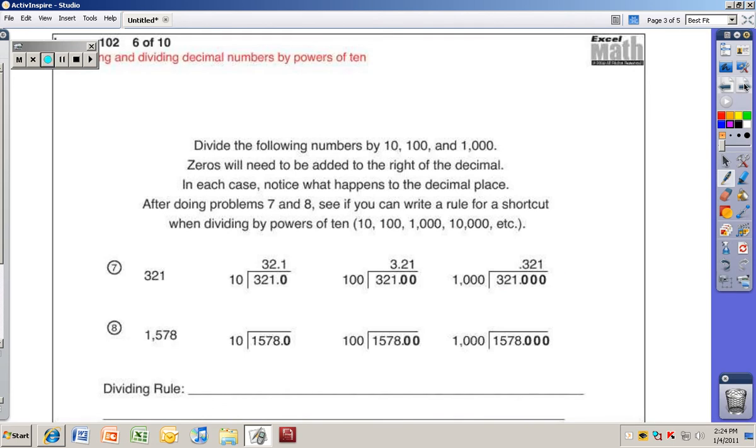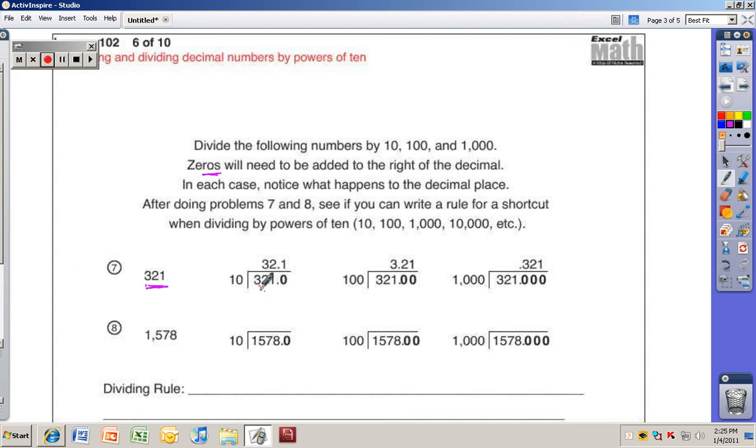Divide the following numbers by 10, 100, and 1,000. Zeros will need to be added to the right of the decimal. In each case, notice what happens to the decimal place. After doing problems 7 and 8, see if you can write a rule for a shortcut when dividing by powers of 10. So here's 321.